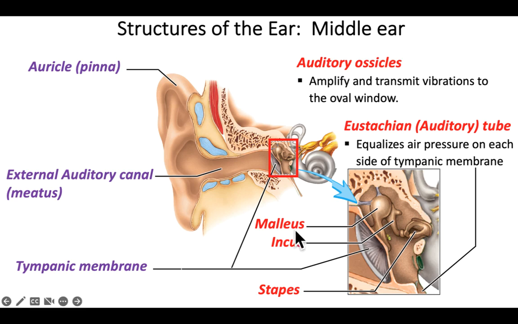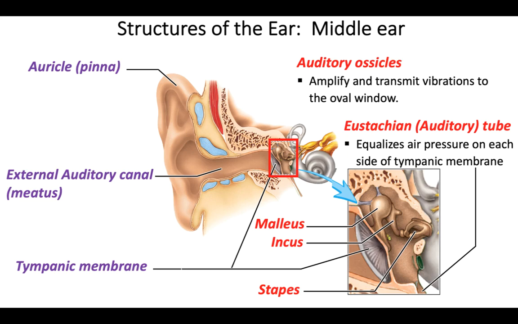So malleus means hammer, incus means anvil, and then stapes means stirrup. Those are the three auditory ossicles, and that's the order you should study them, because that's the order in which they transmit the vibrations. Malleus, incus, stapes.